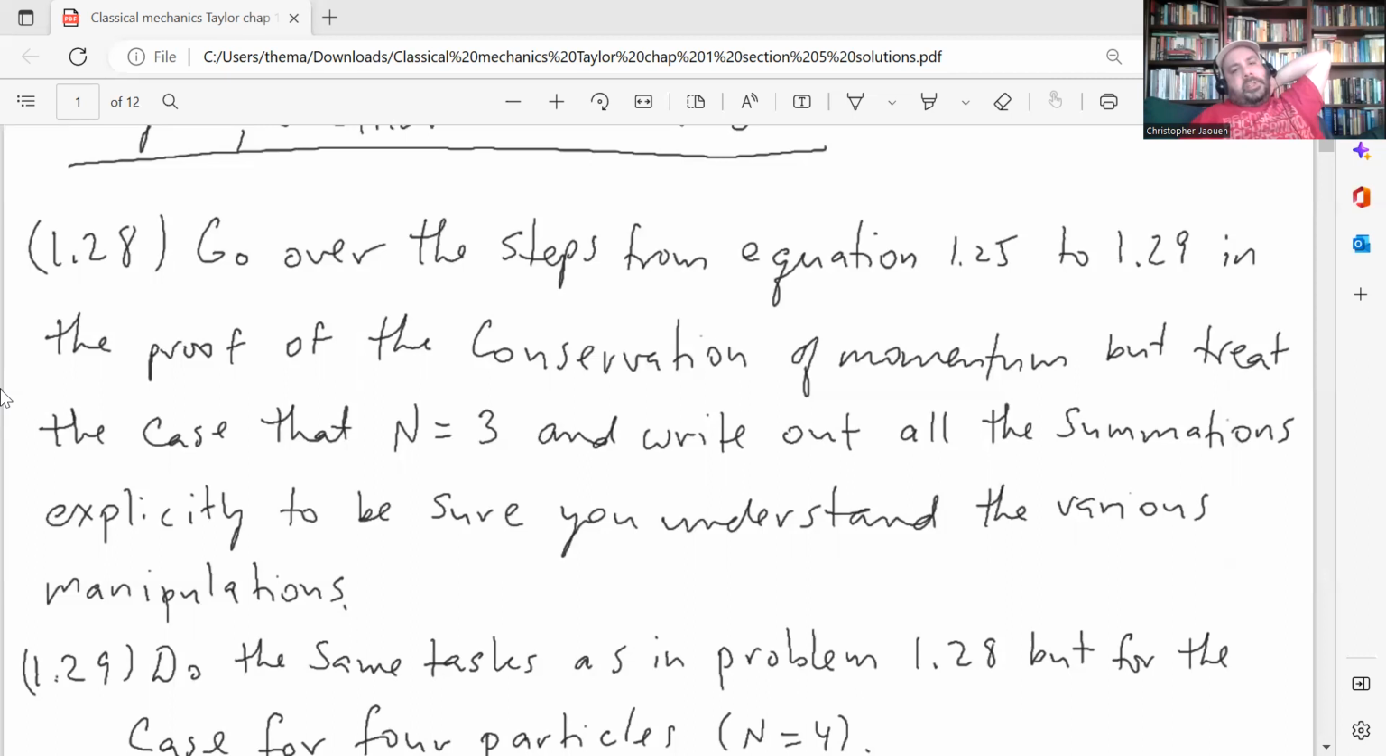Go over the steps from equation 1.25 to 1.29 in the proof of the conservation of momentum, but treat the case that n equals 3 and write out all the summations explicitly to be sure you understand the various manipulations. And I should actually make a note here.